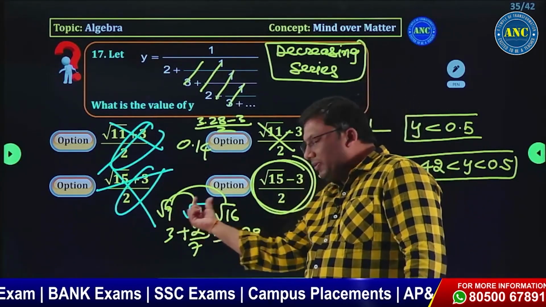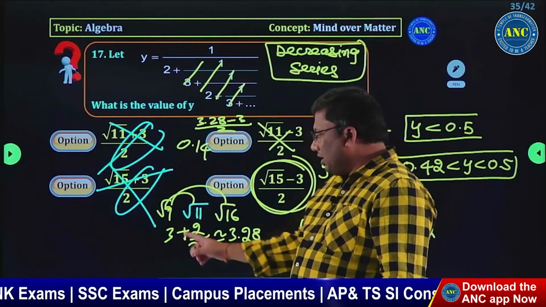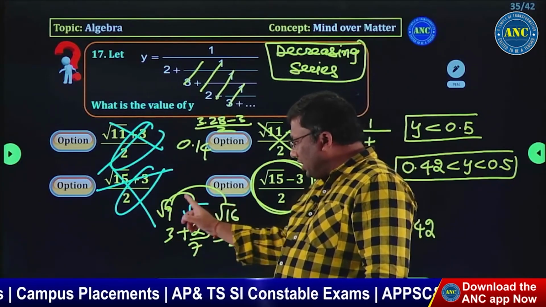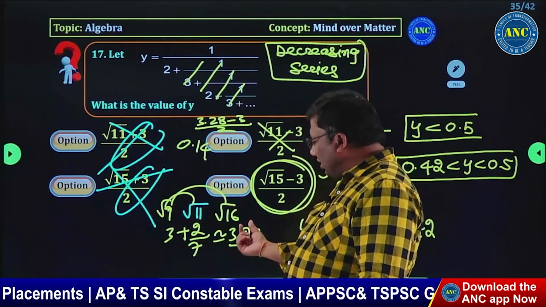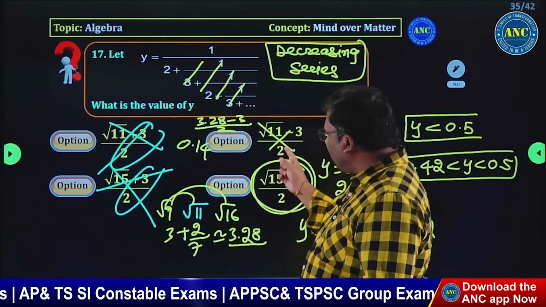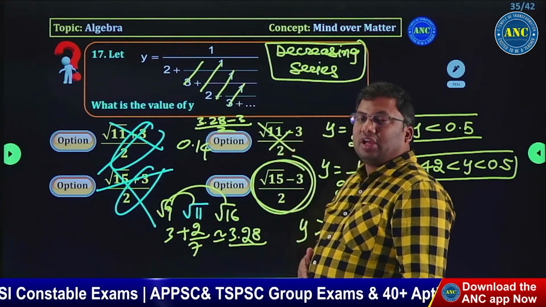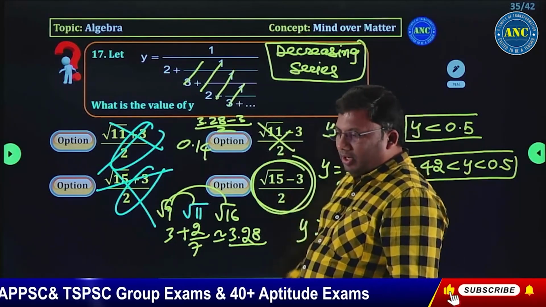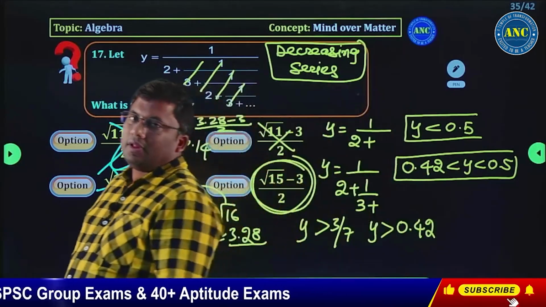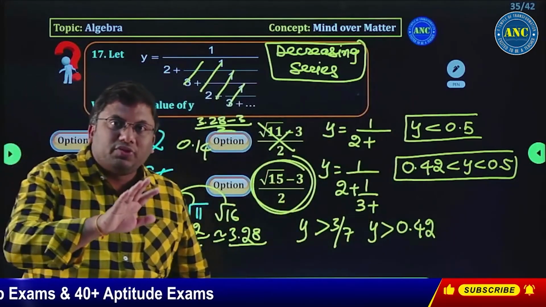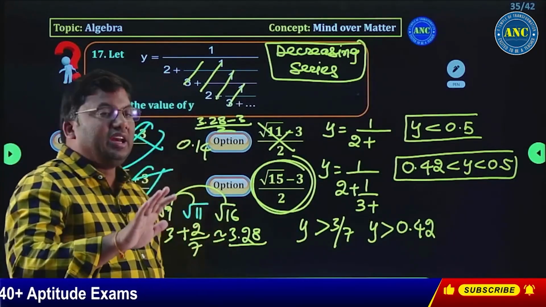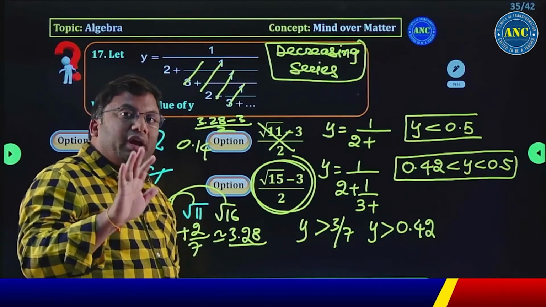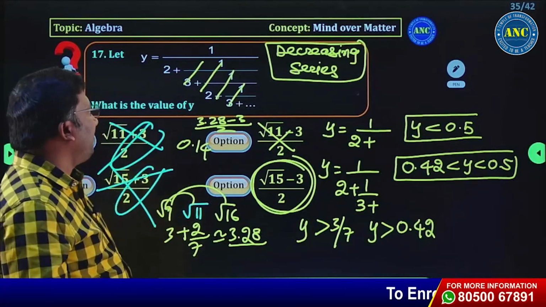How to find the approximate value of a non-perfect square? Root 11 lies between root 9 and root 16. It is 3 plus, 11 and 9 differ by 2, 16 and 9 differ by 7. It is 3.28. 3.28 minus 3, 0.28 divided by 2, 0.14. That cannot be. I hope the idea is very clear to you. Why should it range from 0.42 to 0.5.